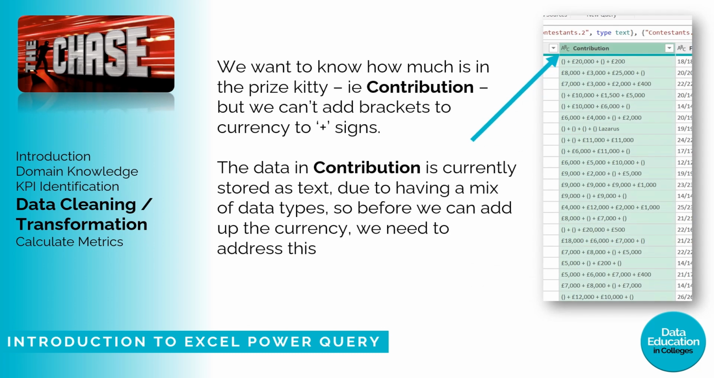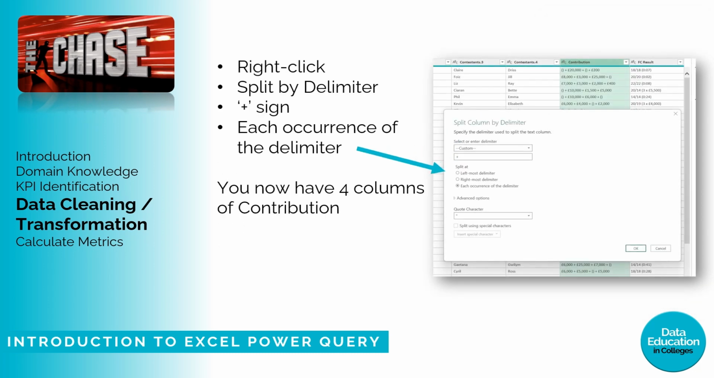Now we want to know how much is in the prize kitty, the contribution. But currently it's a mix of data in there. We've got brackets, plus signs, money, and so on. So we need to split this up before we can make sense of it. So right click, split by delimiter, this time the plus sign and each occurrence. And now you've got your contributions split into 4 columns. Again, no need to rename in this one, because the names given make perfect sense.